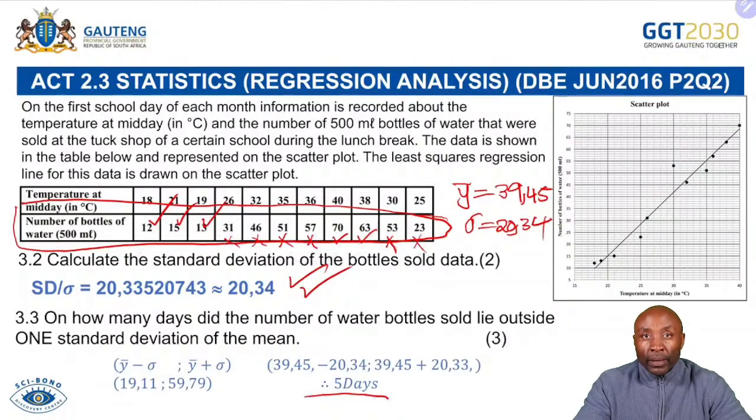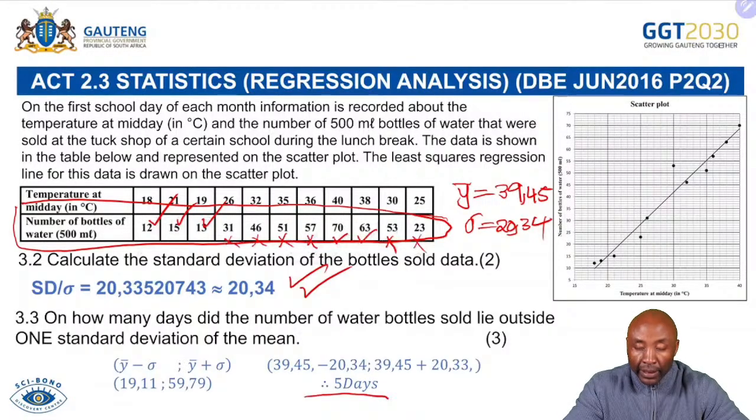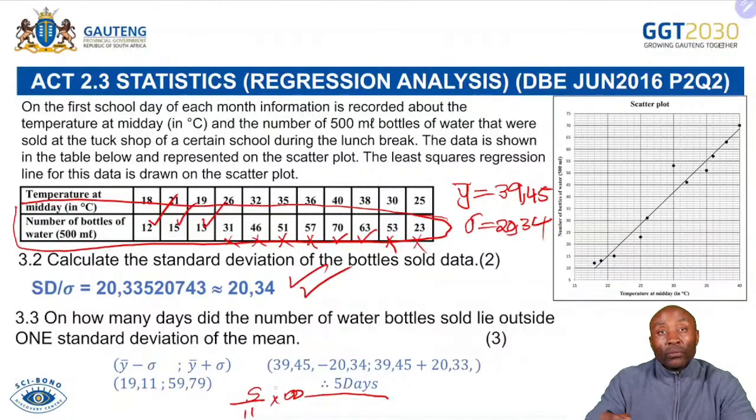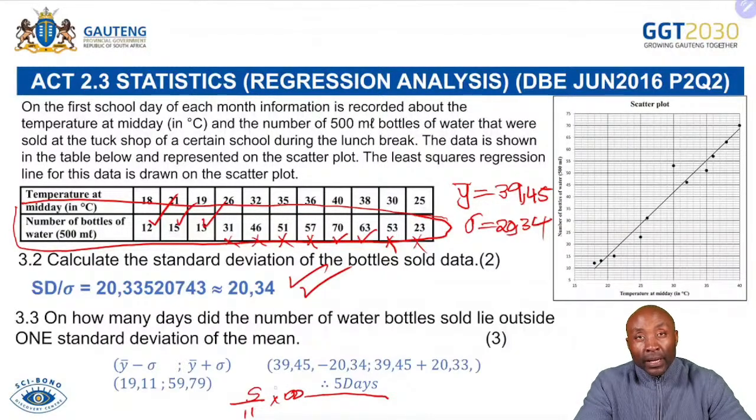And remember, for this question, they can ask it differently. It can be within. If they said within, we're going to take all those that have crosses, and that would have given us 6 days. Sometimes they can ask the percentage of days. So if they've asked us about percentages, it will be 5/11 times 100. And then we give our answer as a percentage. Again, they can ask us within, below, above, outside. So they asked us outside, and we were able to answer it as 5 days.